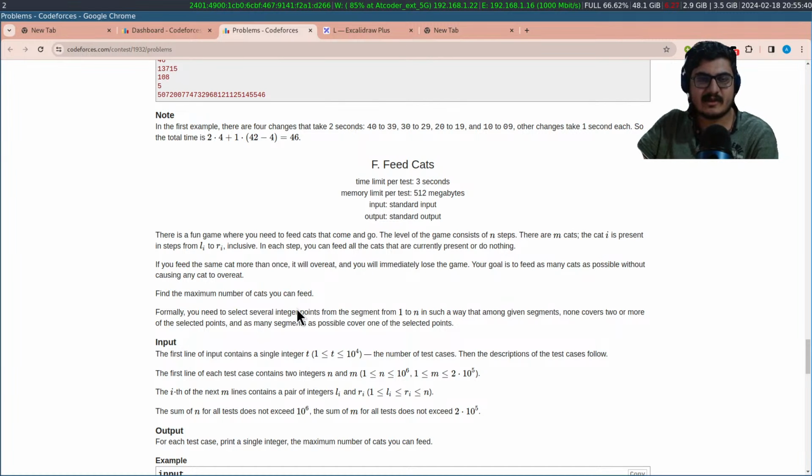And the problem is you cannot feed a cat multiple times. If you feed a cat 2 times, then that cat will die or something like that, and you cannot do that. Our ask is: what is the maximum number of cats we can feed after waiting in the room for n seconds overall?